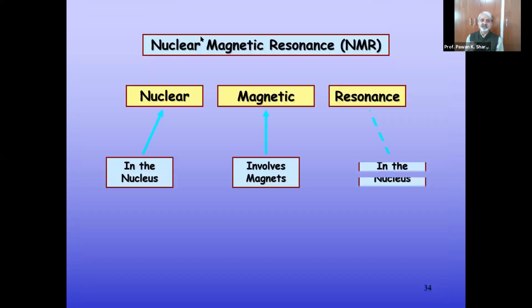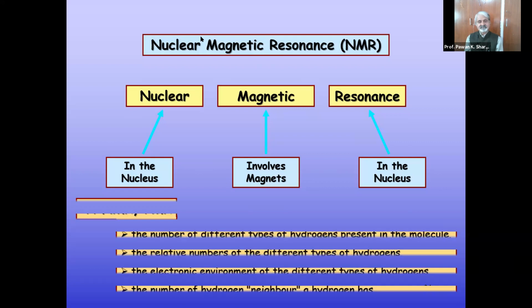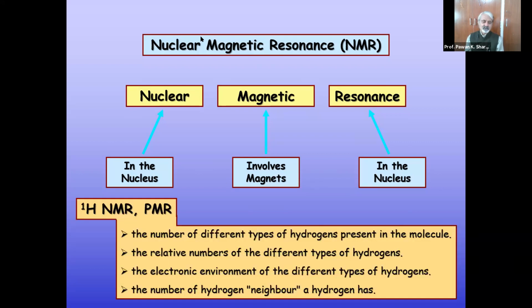So NMR, the name says nuclear magnetic resonance. That means it's a phenomenon which occurs in the nucleus, when the nuclei of certain atoms are immersed in a static magnetic field. Magnetic means it involves magnets. That means certain nuclei, when they are immersed in a magnetic field, undergo a phenomenon in the nucleus, what we call resonance. So that is why we call it nuclear magnetic resonance. And we denote it as 1H NMR, that is the proper name, but we also sometimes call it PMR. But the most appropriate name is 1H NMR.